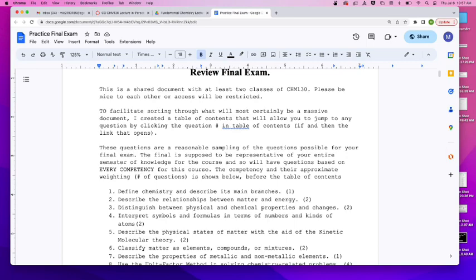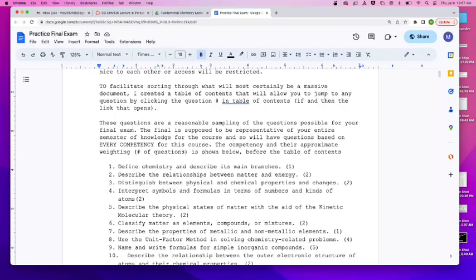But if we look a little bit lower, we'll see where some people disagree. Use the unit factor method in solving chemistry-related problems. That's a 4. So we think that is ballpark 4 times more important. So you'll see more questions on that topic. The competency right underneath it, name and write formulas for simple inorganic compounds. 5 questions on that. I think it is one of the stupidest competencies ever, and we need to get rid of it, but my opinion only amounts for so much.